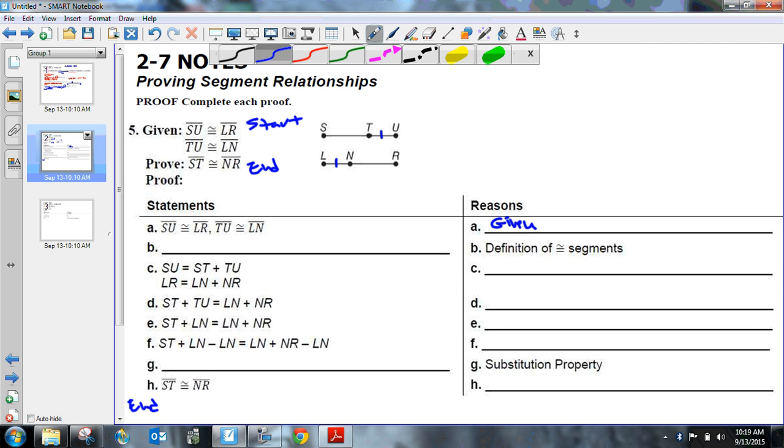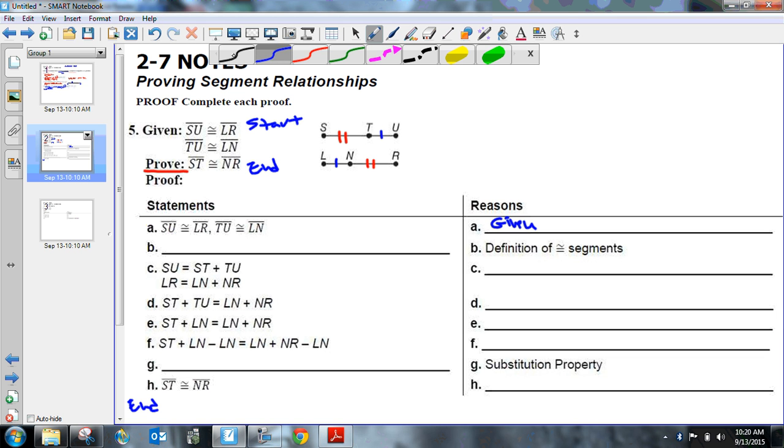We know that SU and LR are congruent. Okay, we know that this distance here is the same as this distance here. And we want to prove, and we'll put that in red, that these two segments are congruent.